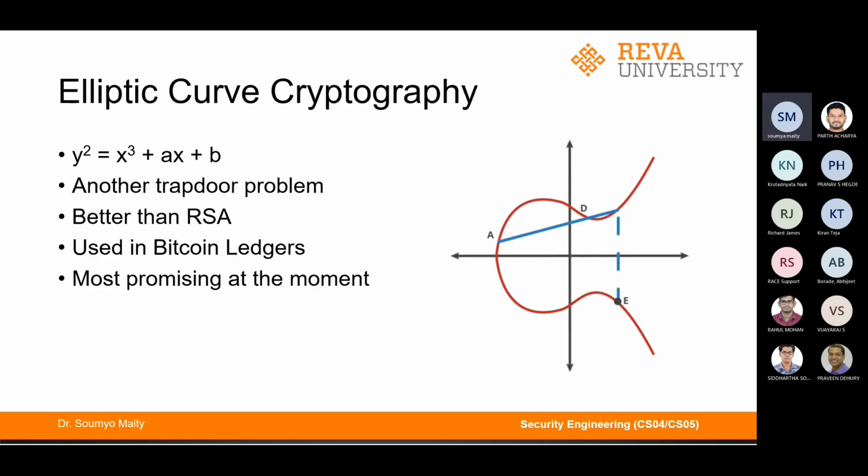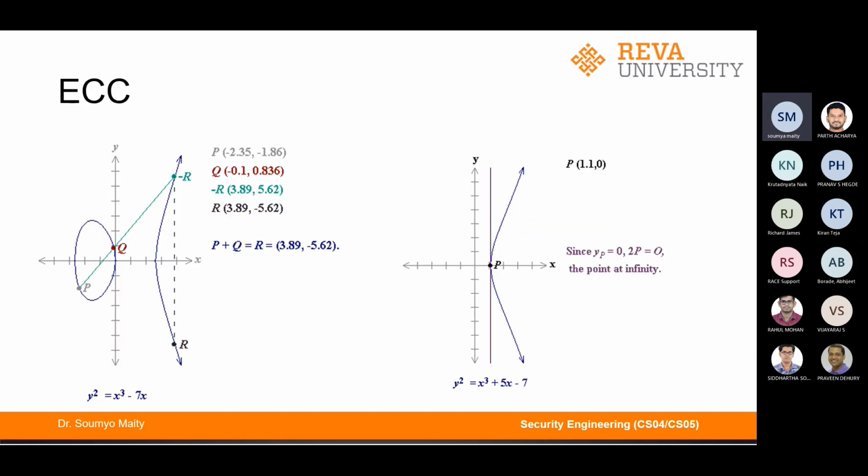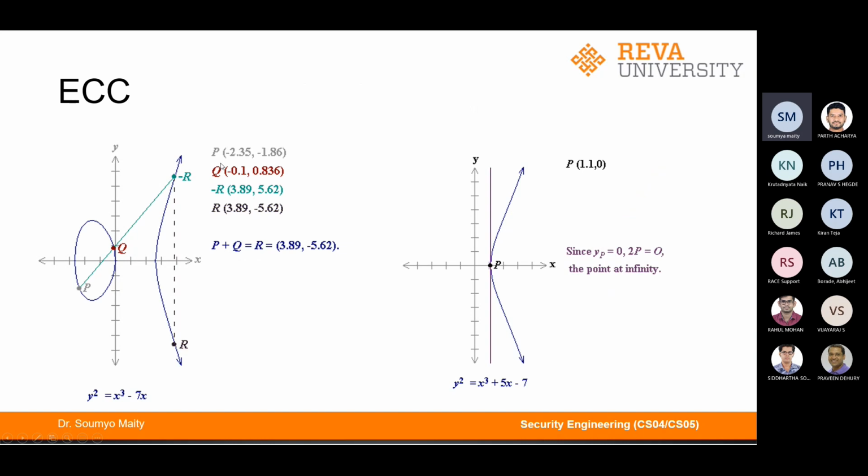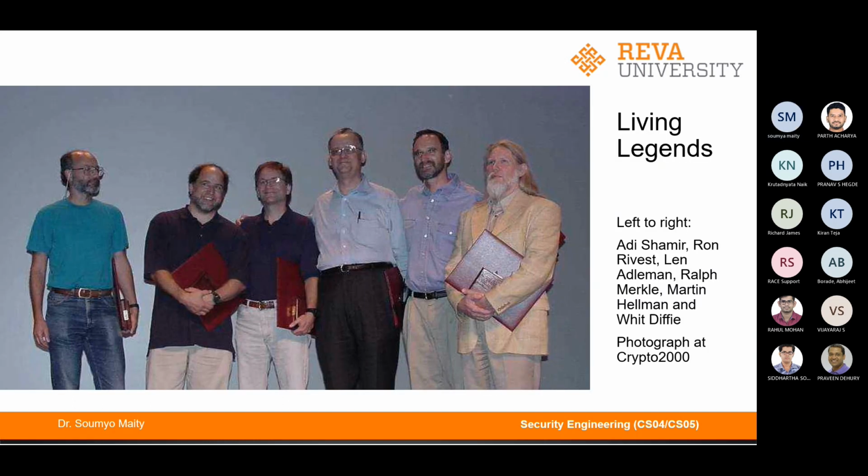Elliptic curves don't always look this nice. If you change the values of A and B, which are two constants, you will get different types of curves. So this is another curve: y squared equals x cubed minus 7x. This is also an elliptic curve, and this is another elliptic curve. So elliptic curves might be of many different types, depending on the values of A and B.